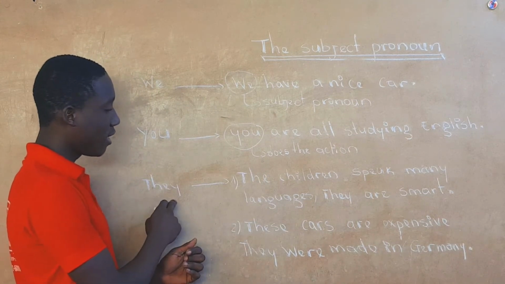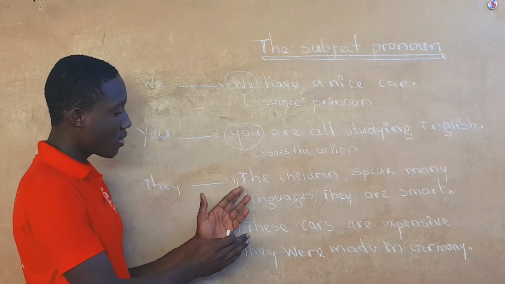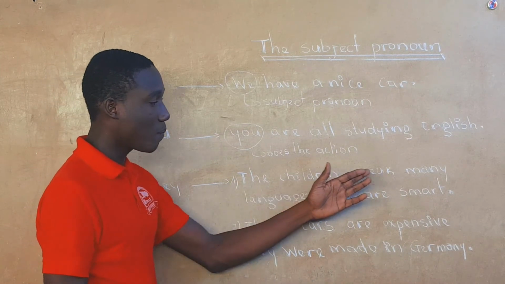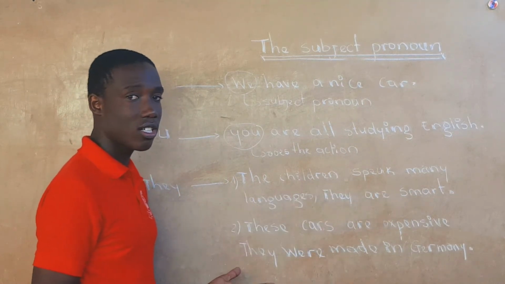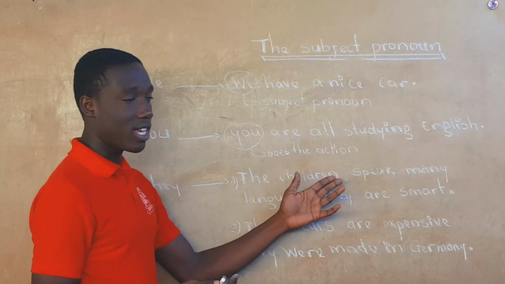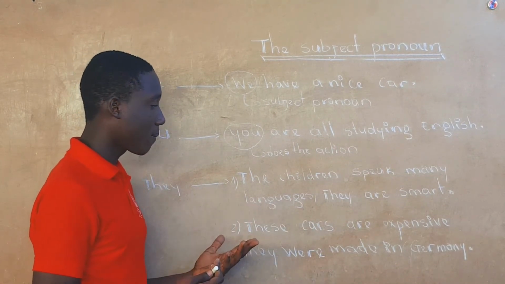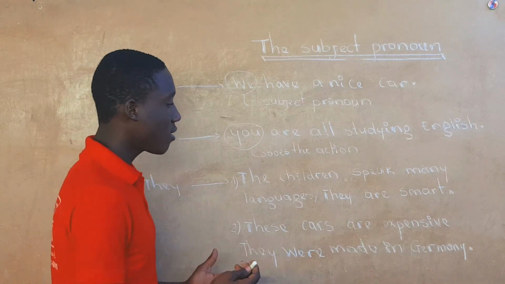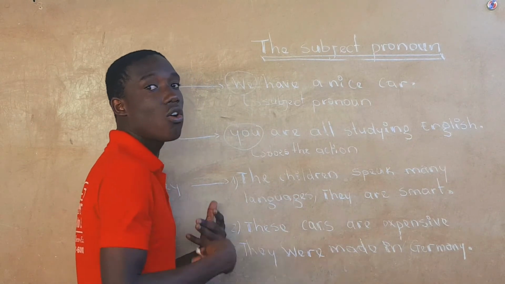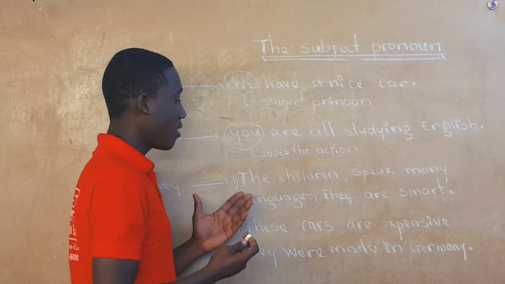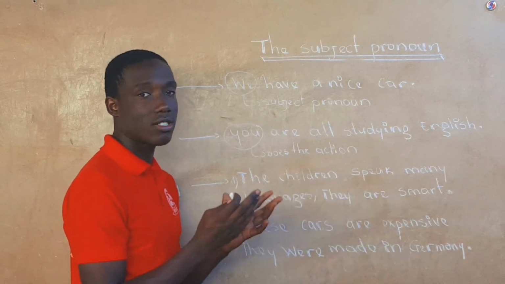Okay, we got they. I take 2 examples. For the first, the children speak many languages and they are smart. The children speak many languages and they are smart. In this sentence, the subject pronoun they is used for humans.